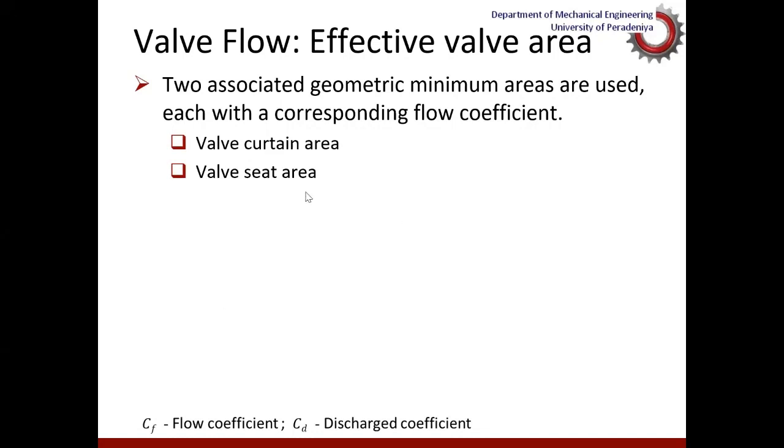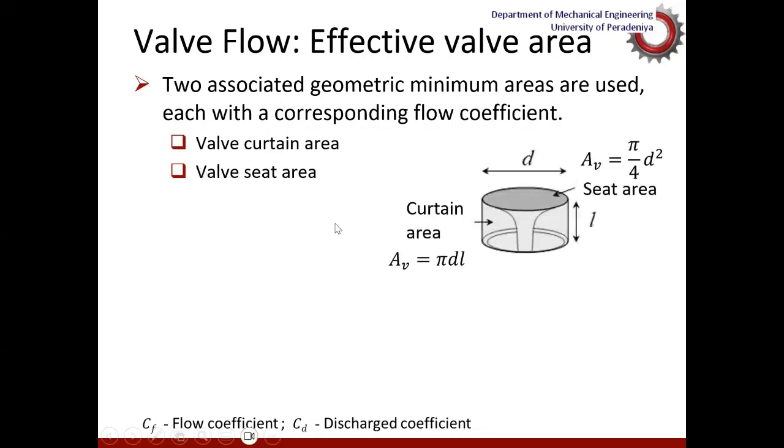Now, the curtain area, which is what you can see here, is the real valve open area, that is pi d into L, where d is the valve seat diameter and L is the valve lift. The seat area is a fixed value, that is pi over 4 into d squared. So that is the seat area, which does not depend on how much the valve opens. So the flow coefficient will take care of that part.